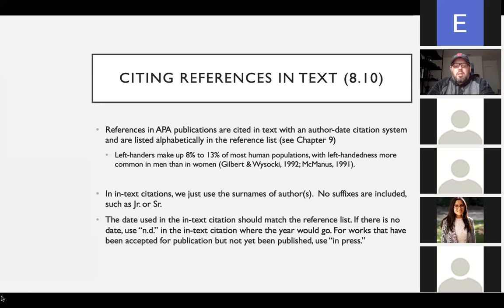And additionally, the date used in the in-text citation should match your reference list. So if there's no date, you would need to write N period D period, which means no date, in the in-text citation where the year would go. And for works that have been accepted for publication but have not yet been published, you would use in press. So let's say Gilbert and Wysocki, you found theirs online, but it hadn't yet been published formally, you would put Gilbert and Wysocki, comma, in press.